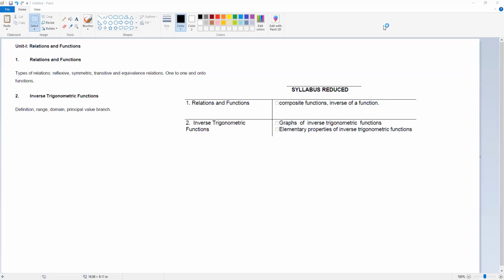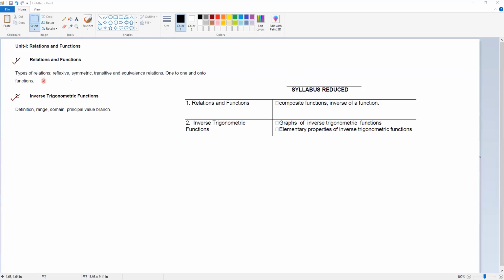Okay, so before starting these two chapters, you should know what we are going to discuss. We are going to discuss these two chapters. One is relations and functions, another one is inverse trigonometric functions. In relations and functions, we are going to discuss especially relations only, because many portions of functions are reduced. So what we are going to discuss is types of relation.